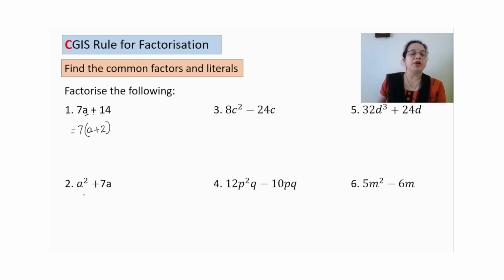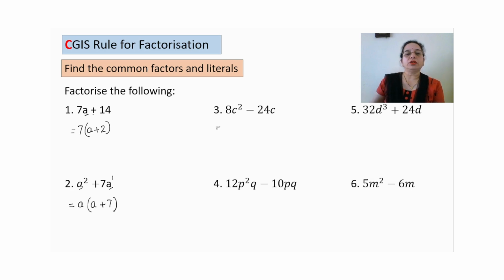Take another example. Again factorize. The first thing is C. So is there anything common? Yes, we can say that one literal is common. So the power is 2 and the power is 1. Whenever we take common, we always take the lowest power as common. So single a power we don't write. So a is common. Now come here, a raised to the power 2 minus 1. 2 minus 1 will give you only 1. So a plus, which number is left? 7. So the factors will be a and a plus 7.